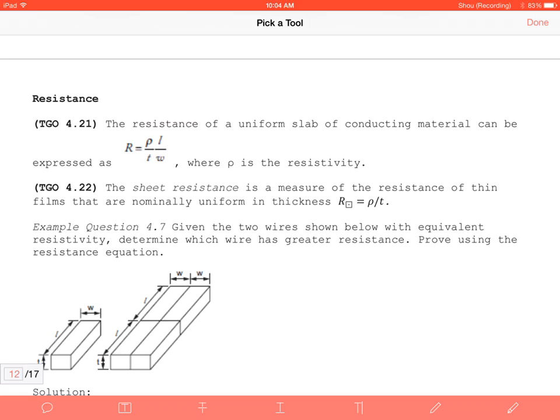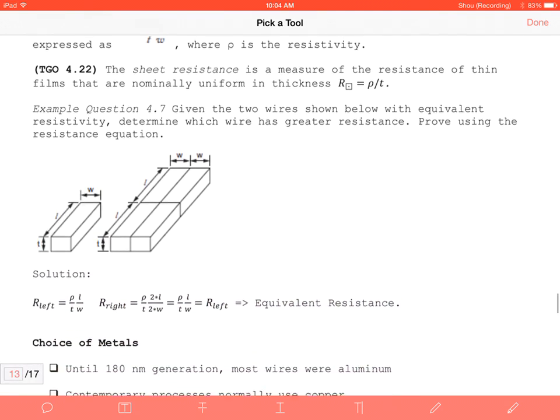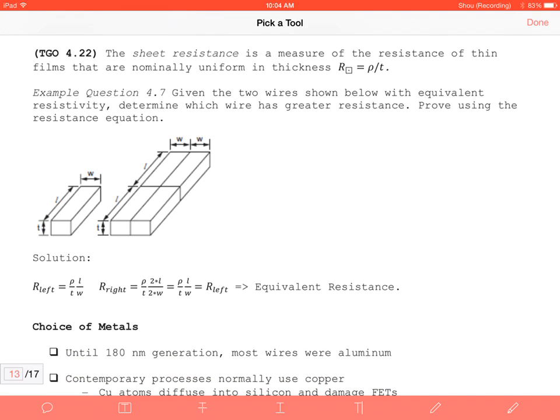And so what we're going to do is use this resistance equation. I'm going to go past the definition for resistance and have sheet resistance at the top. So we have 2 wires. One has thickness T, length L and width W. And then we have a wire that is twice the length and twice the width.